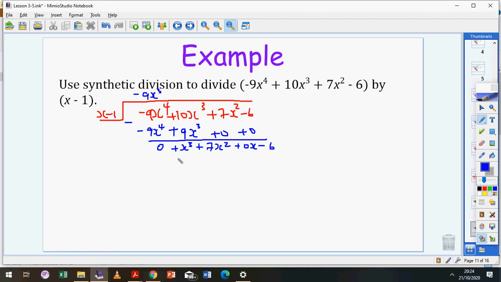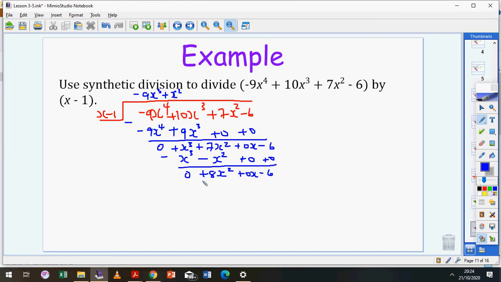Now x cubed divided by x is x squared, positive. X squared times x is x cubed. X squared times negative 1 is negative x squared. I have nothing else to multiply with, so these are zeros. Subtract: x cubed minus x cubed is 0. 7x squared minus negative x squared, that's 8x squared. 0 minus 0 is 0, so I have 0x. And negative 6 minus 0 is negative 6.